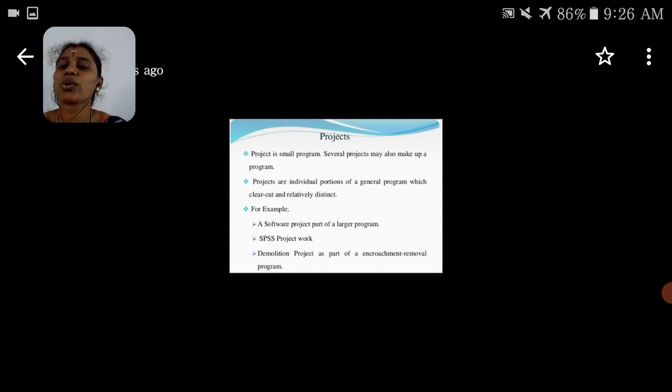Project is a small program. Several projects may also make up a program. Projects are individual portions of a general program which are clear cut and relatively distinct. For example, a software project as part of a larger program, SPSS project work, demonstration project as a part of a removal program.